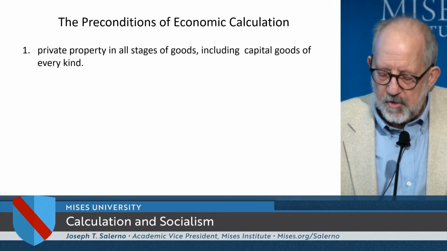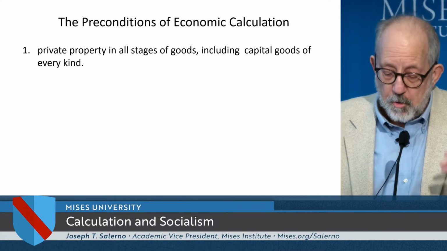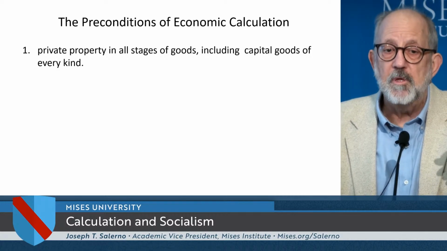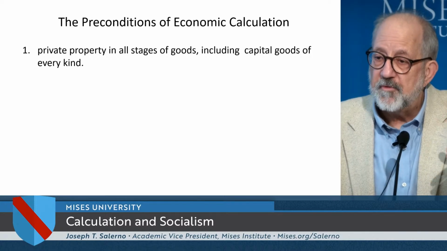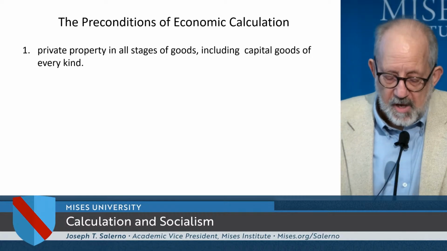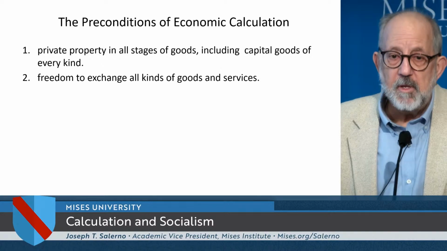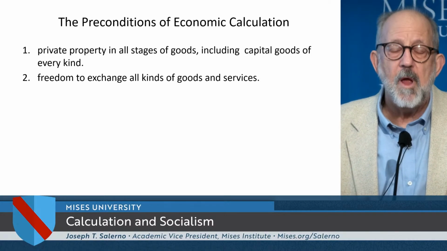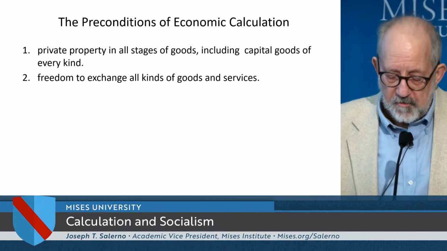So what are the preconditions of economic calculation? First of all, private property in all stages of goods, not just in consumer goods, but in capital goods and natural resources, in land, in forests, in streams, and so on. The second is freedom. Not only do you have to have private property, but you have to be able to exchange these goods. There has to be markets for all goods, not just consumer goods, but for capital goods and so on.